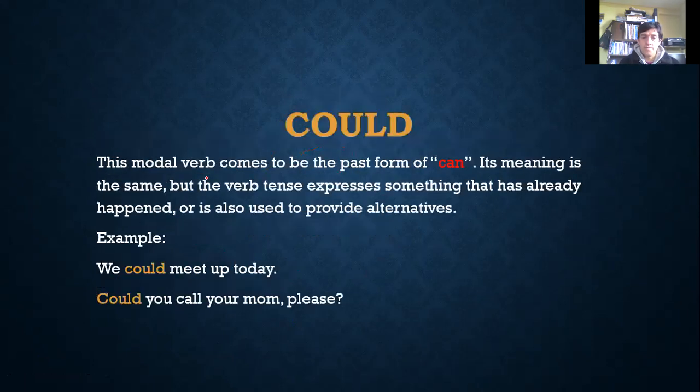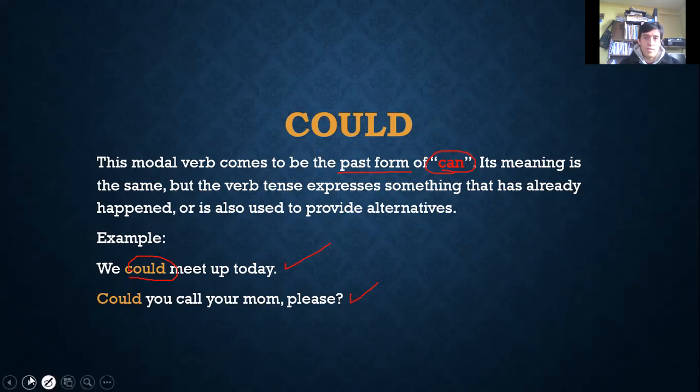Continue with could. This modal verb is the past form of can. The past form. Its meaning is the same, but the verb tense expresses something that has already happened, or it is also used to provide alternatives. Example: we could meet up today. This is a sentence. And in the next example, we can use it as a question. Could you call your mom, please? The use of the modal verb could.